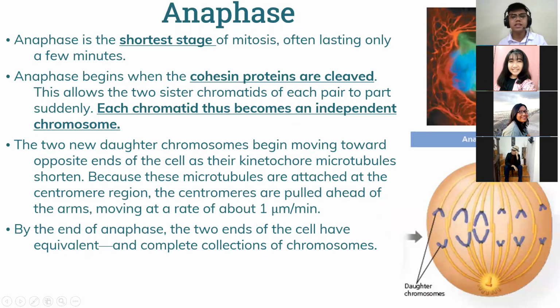Okay? So, anaphase, this is considered as the shortest stage, and this is where the chromosomes are separated or divided or pulled. Okay? So sabi dito, please take note of this. Yung cohesin, di ba, it's the one that's attaching the sister chromatids together. It's cleaved, kumbaga pang cut. Okay? And sabi dito, each chromatid thus becomes an independent chromosome.